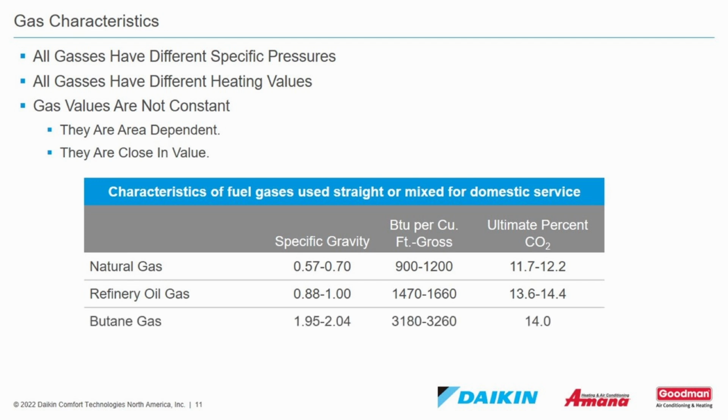Butane gas, 1.95 to 2.04 specific gravity. BTUs per cubic foot 3,180 to 3,260. The ultimate percent of carbon dioxide 14.0. Propane gas, or LP. Specific gravity 1.52 to 1.57. 2,500 to 2,580 BTUs per cubic foot. And the ultimate percent of carbon dioxide 13.7.